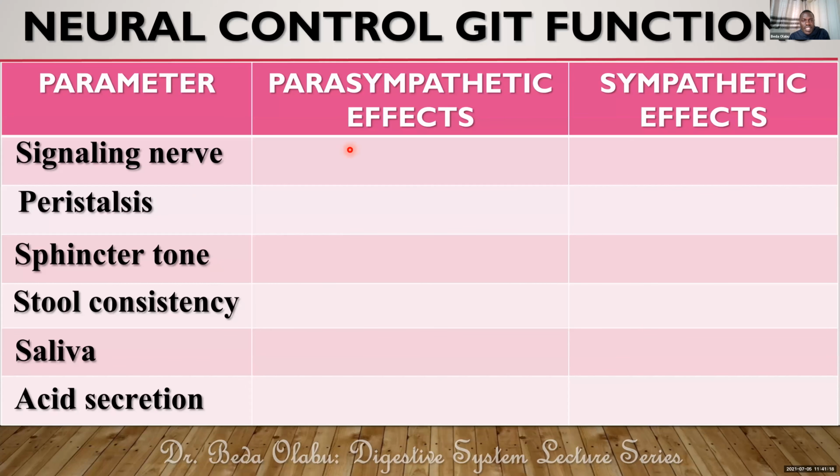So first, let's distinguish the nerves responsible for the different functions. The parasympathetic effects are largely mediated by the vagus nerve. This is the 10th cranial nerve. The sympathetic effects are largely mediated by the splanchnic nerves. The splanchnic nerves come from the thoracic sympathetic chain, basically. On peristalsis, now this is how to distinguish. You don't have to cram this.